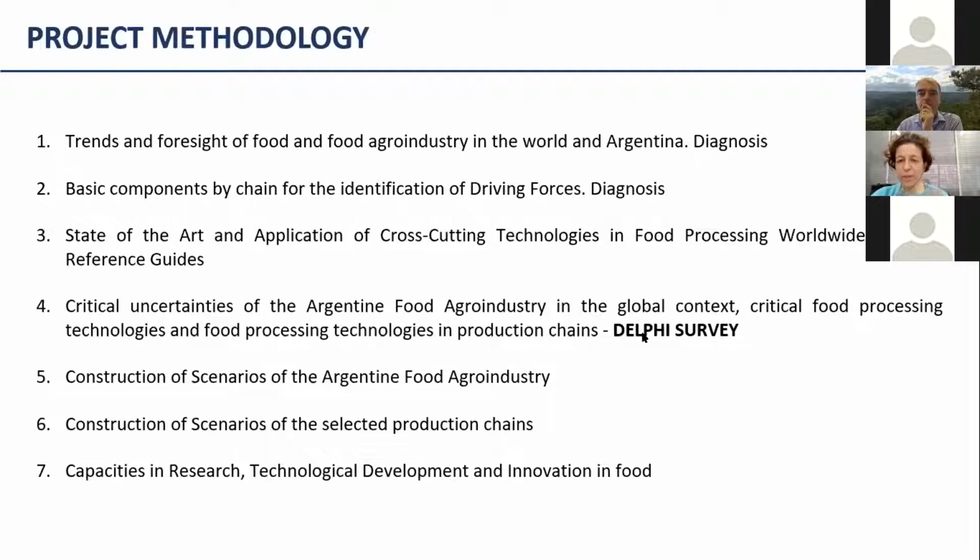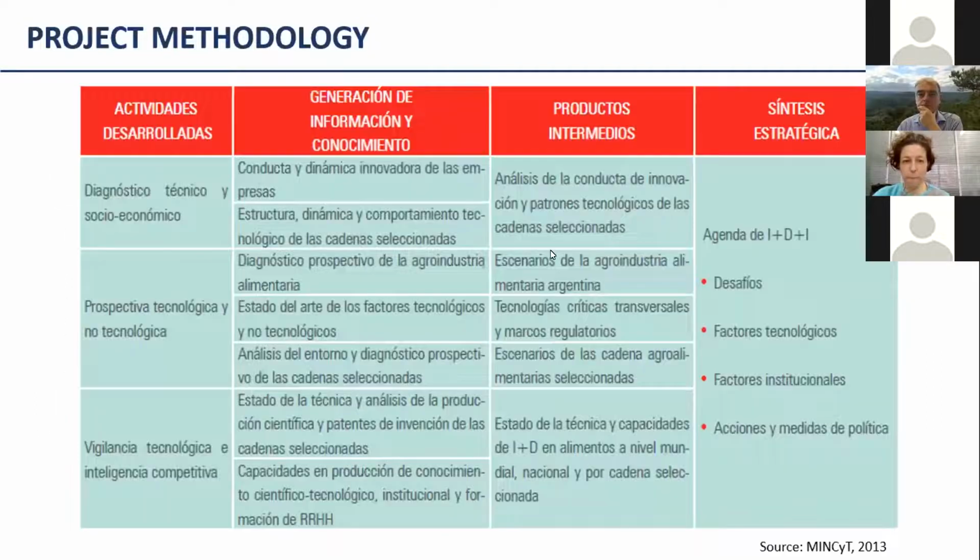So after reviewing the trends, the basic components and the state of the art, in the space where we don't know information or we don't have a consensus, we focus the Delphi survey. After that, the construction of scenarios of the Argentine food agroindustry, scenarios of the selected product chains, the five chains, and after that, capacities in research, technology, development, and innovation in food. Sorry for the Spanish.